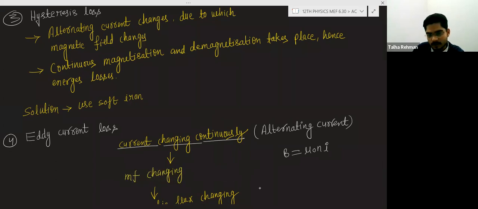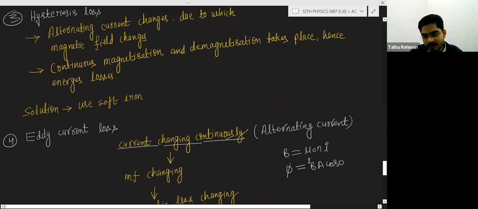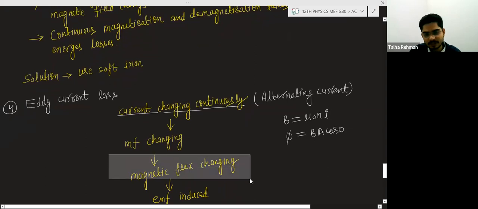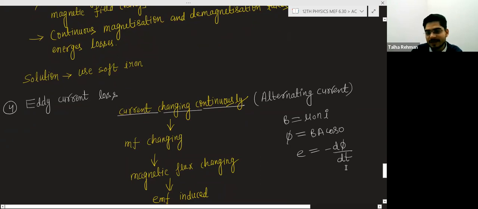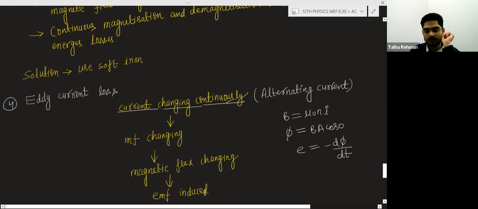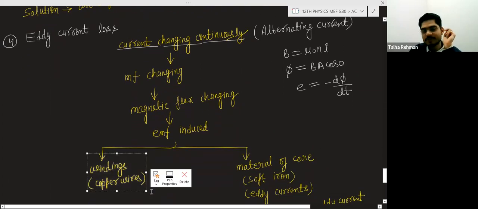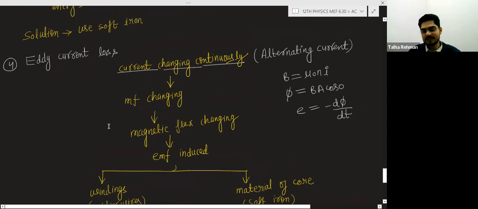Now phi is equal to BA cos theta. So when the magnetic field changes, the magnetic flux will change. Change in magnetic flux will give you EMF, so EMF will be induced. Basically, two types of EMF will be induced. First, induced EMF will be in the windings, that is in the copper wires. That we were discussing.